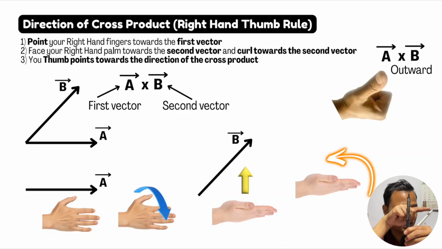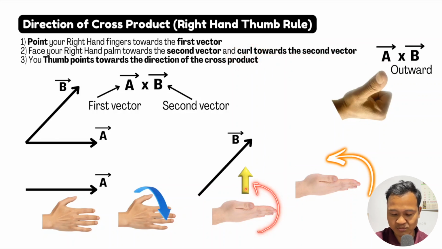Take your right hand and follow the first vector. Now turn and face towards the second vector, b, like this. Third, curl your fingers towards the second vector. So it is something like this: follow the first vector, then face the second vector and curl.